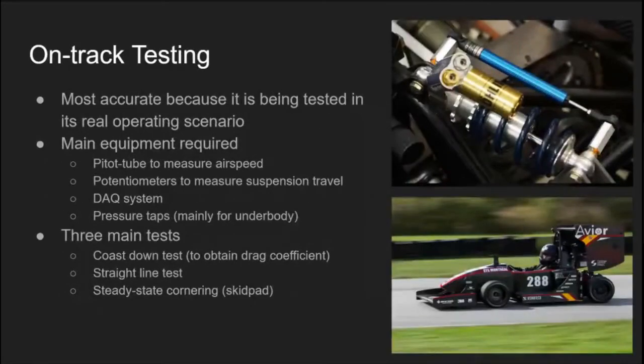So there's on track testing. You could say it's the most accurate because you're testing when it's in a real operating scenario. The main equipment you need is a pitot tube.